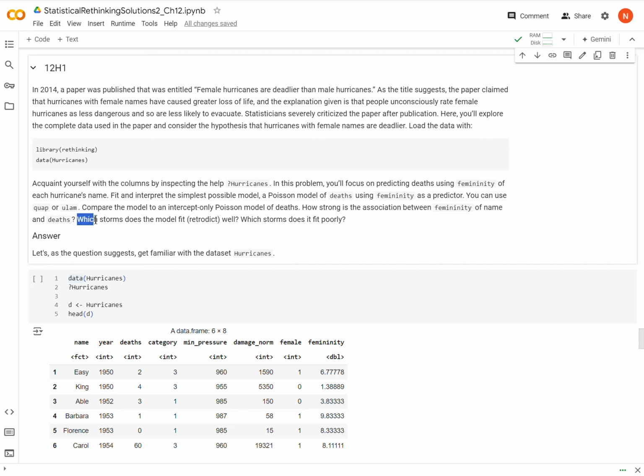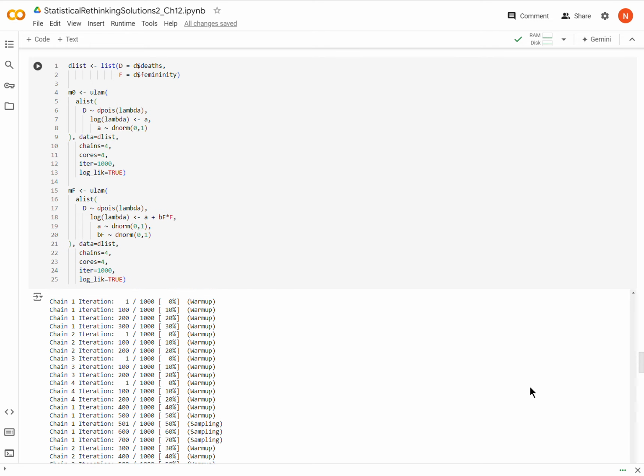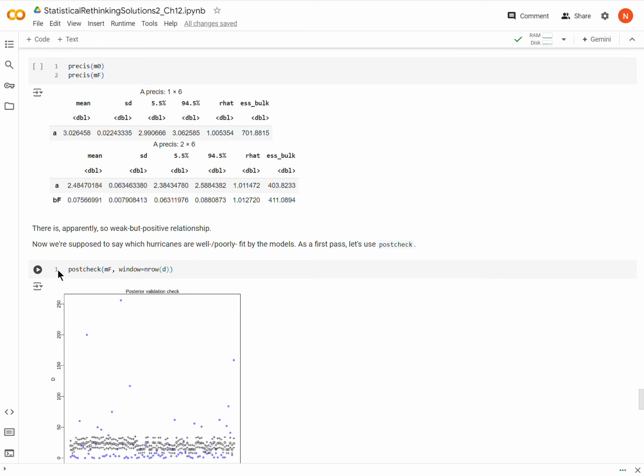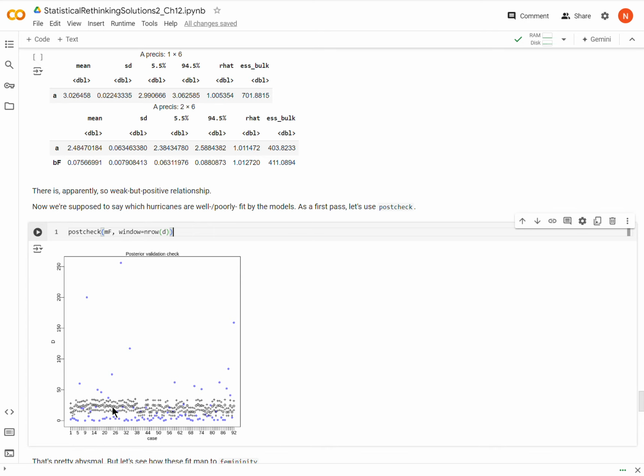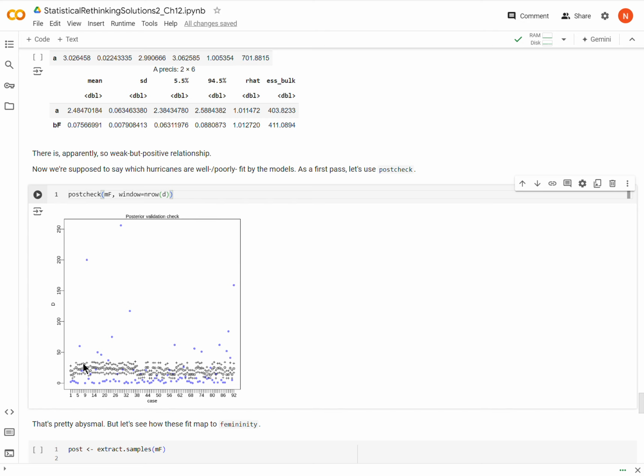But now we need to go through and examine how well the model fits, or retrodicts, the data. We're going to do that in several ways. The first way is with the postcheck command, which gives the posterior predictive check. It plots the data, these blue points, against the predictions of the model, the black markers. And we see that the model is doing a terrible job of capturing the data. In fact, there are more points outside of the 89% credibility intervals than inside of them. So the model is not doing a very good job.